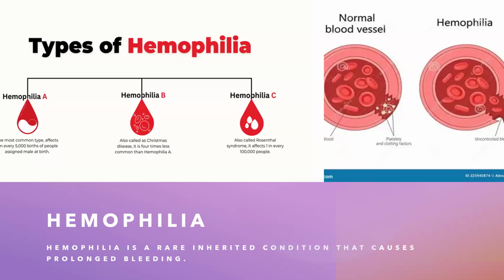So as you can see over on the left, there's a normal blood vessel with platelets and clotting factor. And then we have one that's not normal there on the right, where the hole has gone all the way through. And we have someone that is going to bleed because they don't have a clot to be able to heal that up or seal it.